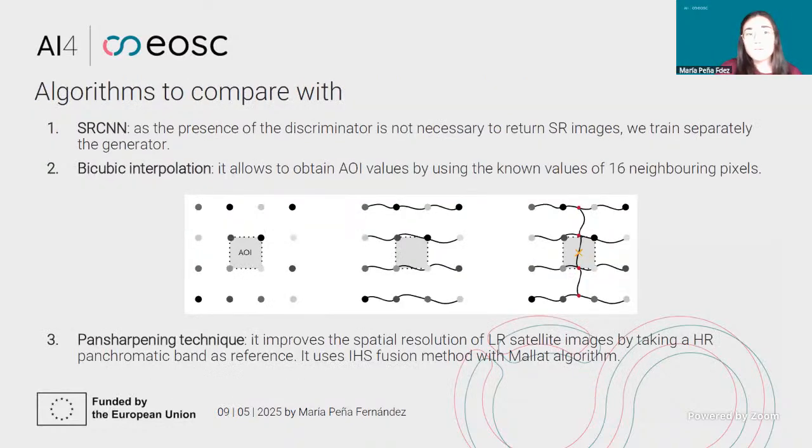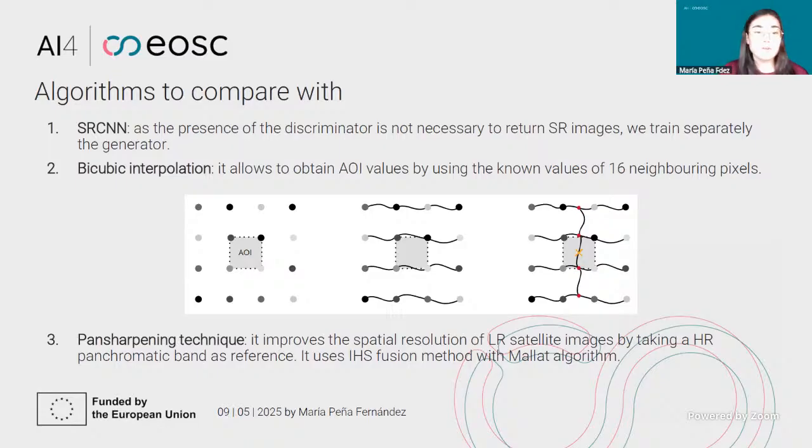Okay, we compared the performance of this network with some other algorithms. We compared it with the CNN, that is basically the generator of the GAN. And as we can train it separately from the discriminator, it will allow us to see the difference between using the discriminator and not doing it. We have also used a bicubic interpolation, which allows us to obtain the values inside an area of interest, like the one depicted on the slide. And it is done by using the known values of 16 neighbor pixels, as you can see there.